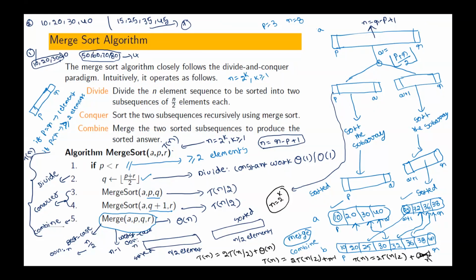Is that okay? Now, which case of master theorem is applicable? Case 2. By case 2, what is the time? N log n. N log n, sir. Log n by case 2.